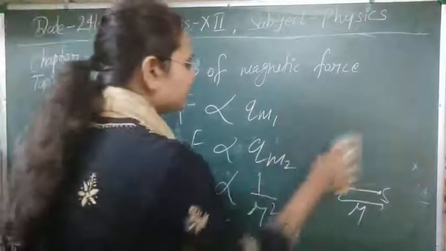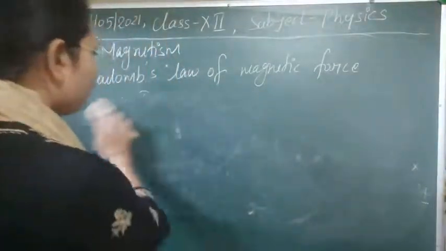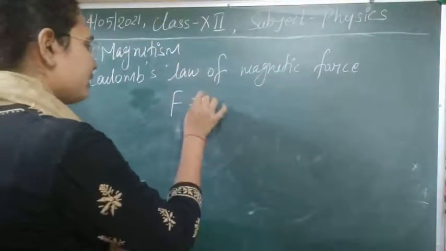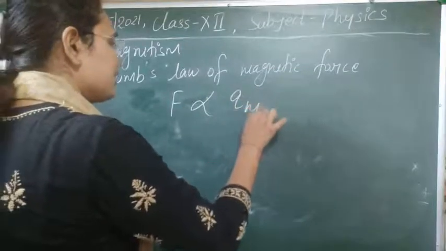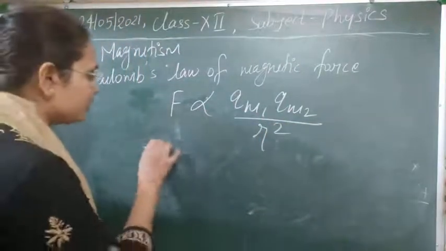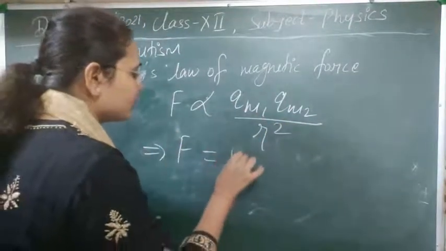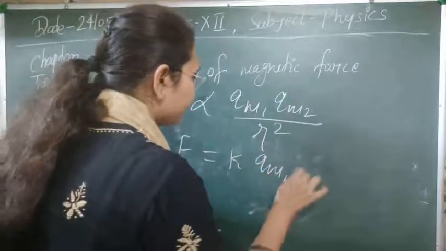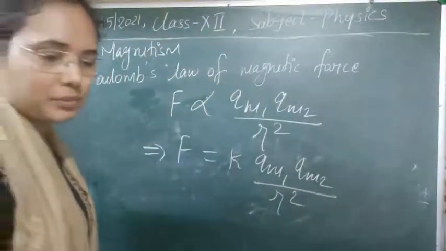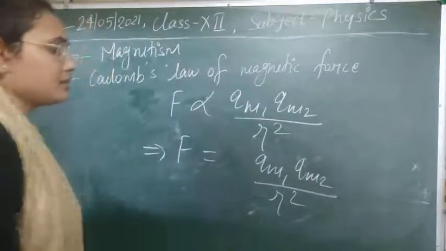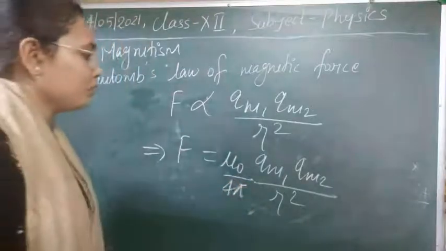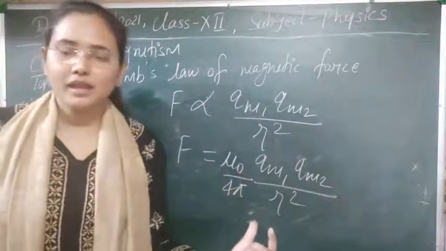Let us summarize these terms so we can find the force of attraction or repulsion between two poles. F is directly proportional to qm1 qm2 upon r square. If we write the proportionality constant as k, then F equals k qm1 qm2 upon r square. When this constant is determined, it has the value mu 0 upon 4 pi, where mu 0 is the permeability of free space.